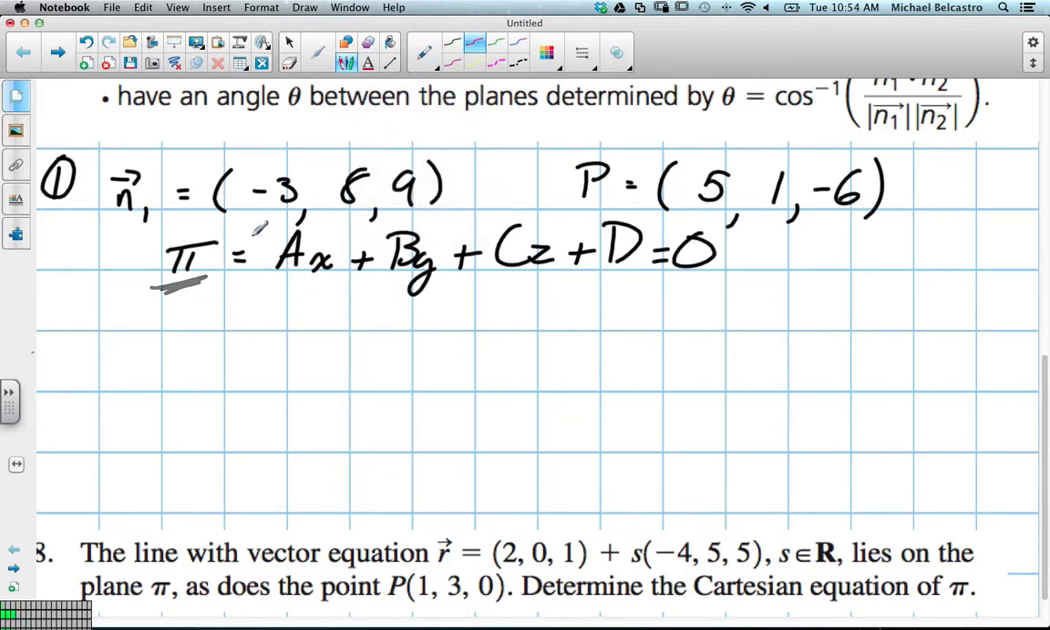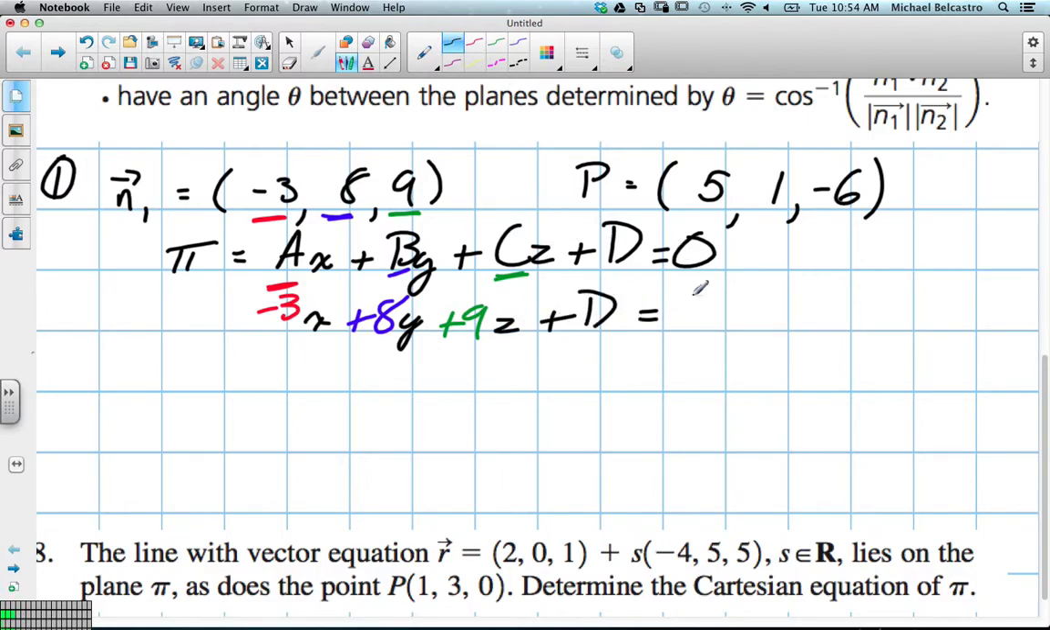So what we have here is our a value. Because we know the normal to this plane, we can replace our a with the value of -3, x. We can replace our b value with the value of +8, y. And we can replace our c value with the value of +9, which is our z. We still don't know the constant term d in this question, so we will have to go about solving that.